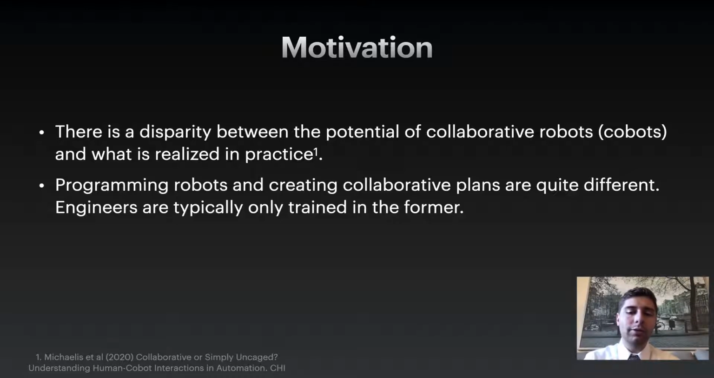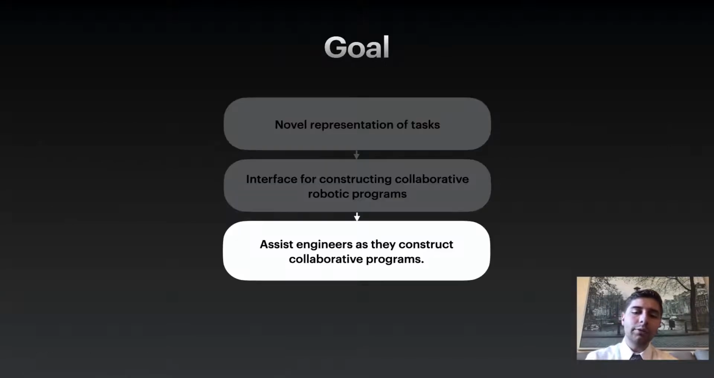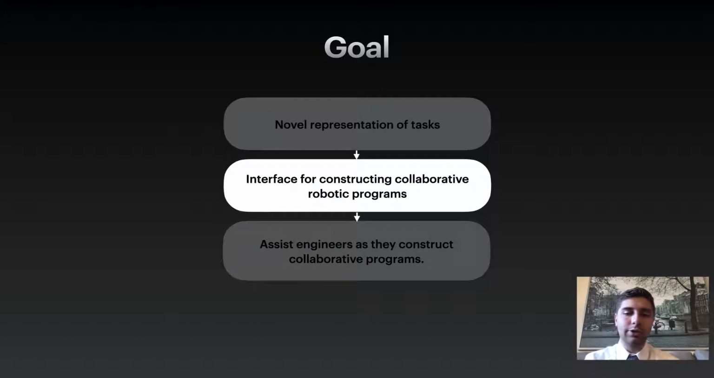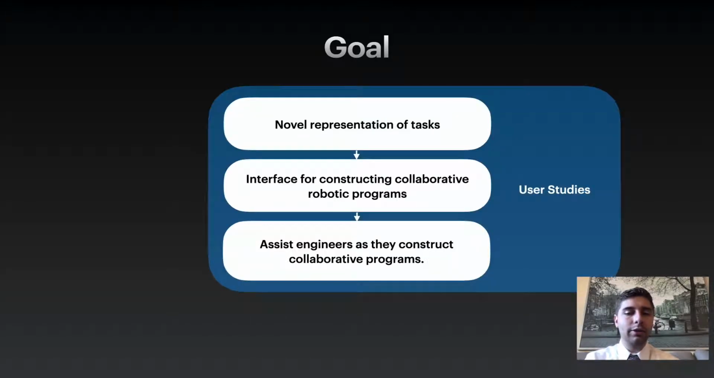The likely culprit of this discrepancy is that programming robots and designing interactions are two different types of skills, and engineers are usually only trained in the former. For this reason, we sought to ease this process for engineers as they create collaborative robotic programs, creating a novel representation for these types of tasks and an interface which utilized that representation. We then evaluated this approach with a series of user studies.